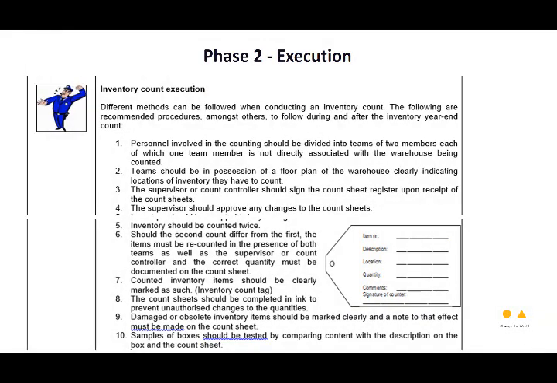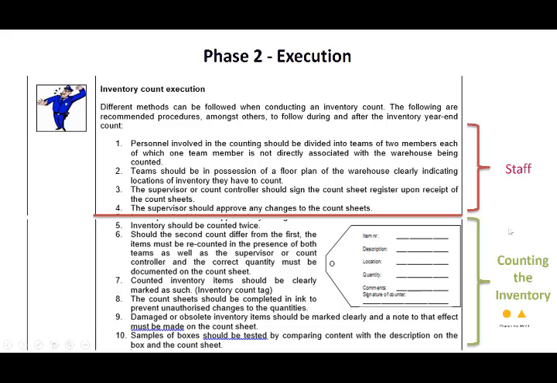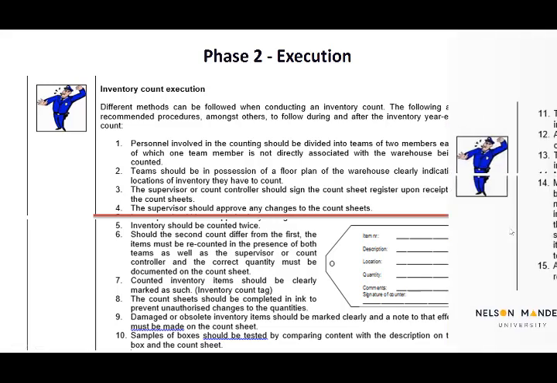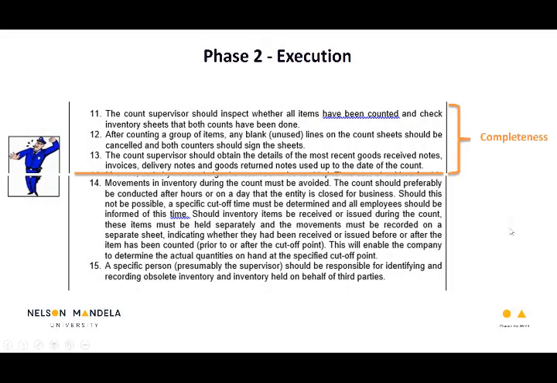There are 15 procedures as part of executing the count, and I'm going to split it up into 4 different sections. The first would be procedures 1, 2, 3, and 4, and those are the procedures that deal with the staff involved in the inventory count. Procedures 5 to 10 are then specifics on how the inventory count should be performed. Then we have procedures 11, 12, and 13, and that deals with ensuring the completeness of the count. And procedures 14 and 15 deal then with the accuracy.